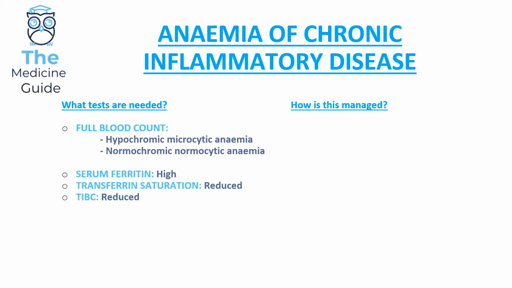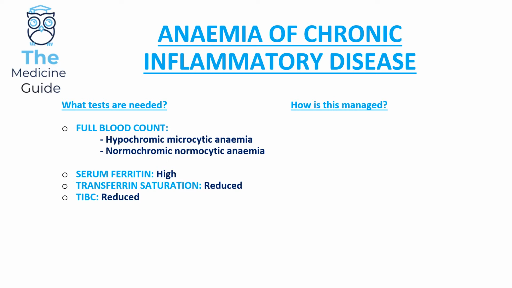In terms of tests, patients will present on a full blood count with either microcytic anemia or normocytic anemia, and normocytic anemia typically presents more frequently in these patients. The serum ferritin is high because serum ferritin is an acute phase reactant and it's raised during inflammation. Transferrin saturation is reduced and TIBC is reduced. I mentioned this in my previous video.